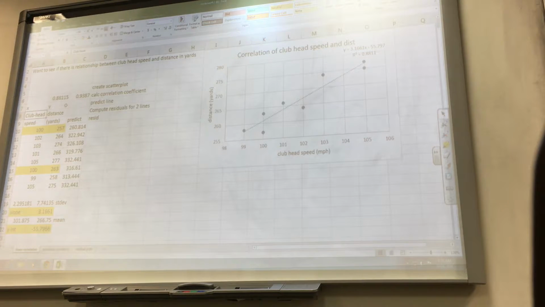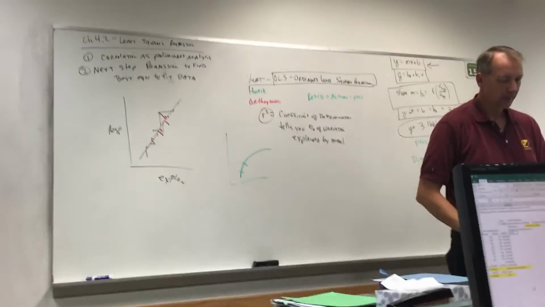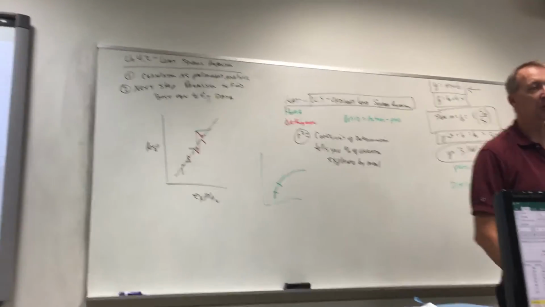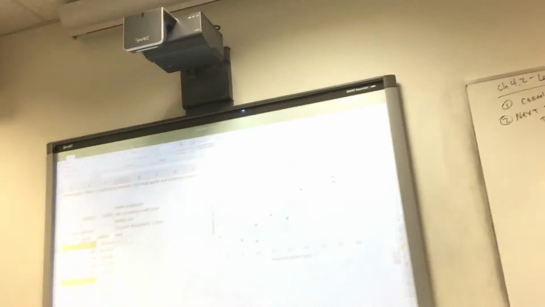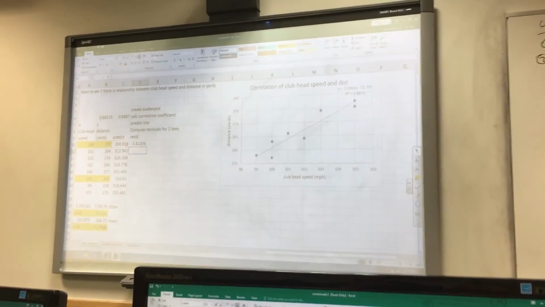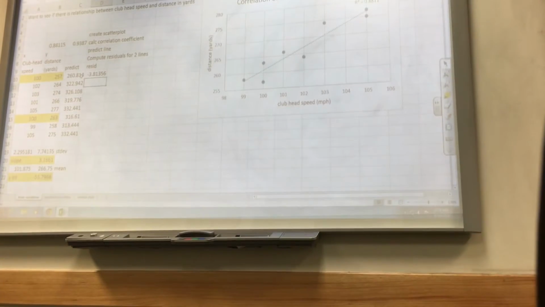So what I could do with my residuals: residual equals your actual minus your predicted. I'm going to take my actual, 257, and subtract my predicted, which was 260. You'll notice that I was off about 3.8 yards. So that's a little bit of variation.